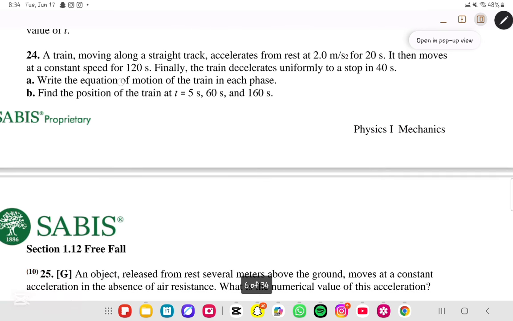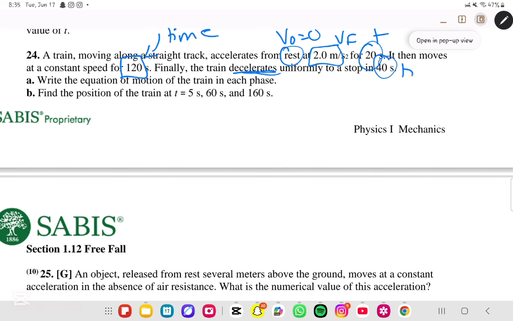Now, finally, the last and final question. A train moving along a straight track accelerates from rest. So for rest, that's velocity initial is equal to 0. Velocity final is 2 meters per second for 20 seconds time. And then moves at a constant speed for 120 seconds. This is the time as well. Finally, the train decelerates uniformly to a stop in 40 seconds. This is the time. Now, they said write the equation of motion of the train in each phase. Very simply. Oh, this is a big question.